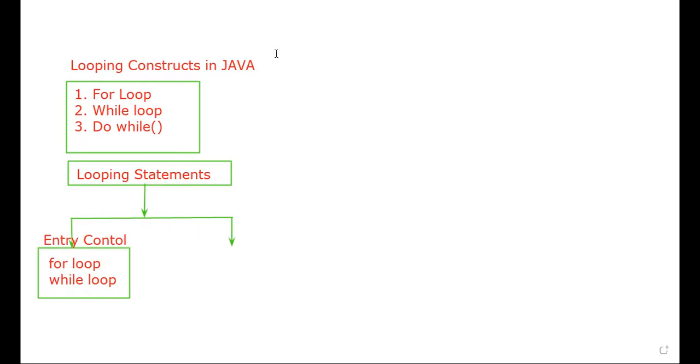Now, in the exit control loop, what's there? Do while. So the do while statement is an exit control statement. Now, I hope you understand what is entry and what is exit.